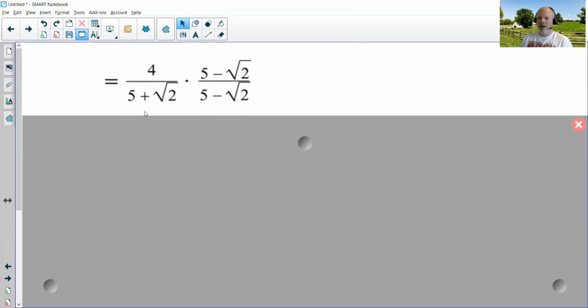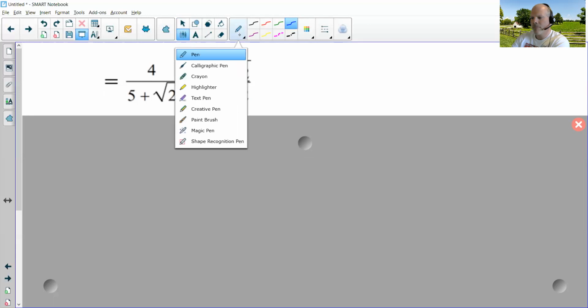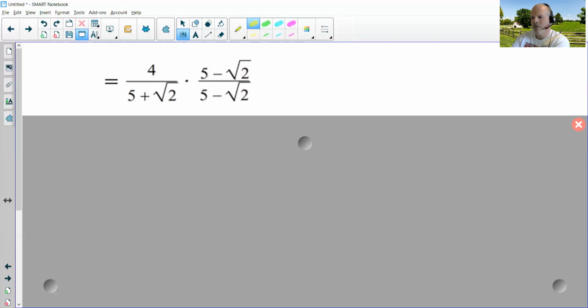So our original denominator is 5 plus square root of 2. So we multiply by 1 in the form of 5 minus square root of 2 over 5 minus square root of 2. So again, since we're multiplying by 1, we're not changing the value of the expression. Then we multiply straight across. So we're going to multiply 4 times 5 minus square root of 2, and then we're going to multiply these 2 binomials.